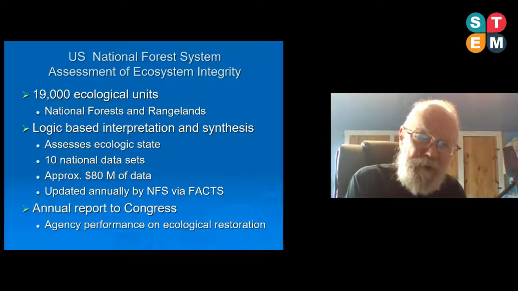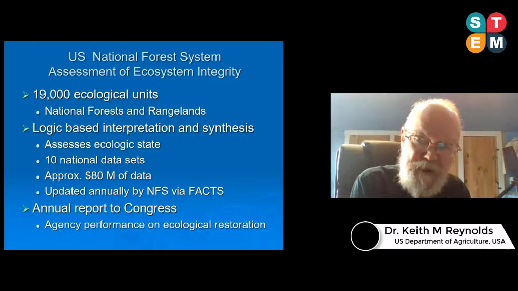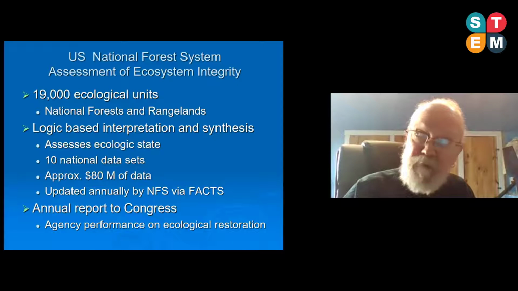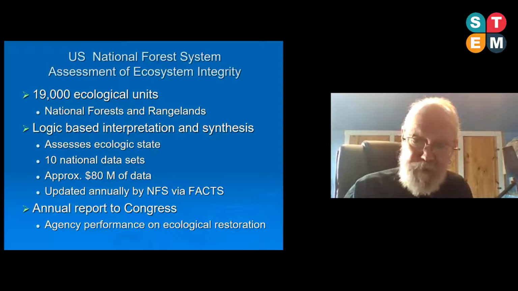So the first example is from the US National Forest System. This has been providing a national assessment of forest ecosystem integrity. This actually dates all the way back to about 2011 when we started on this work, and we're still at it. This evaluation of integrity covers 19,000 ecological units, which represent all of the national forests and grasslands of the continental U.S. And we've recently added Alaska into the mix, so we've covered most of the United States territory in terms of national forest lands.